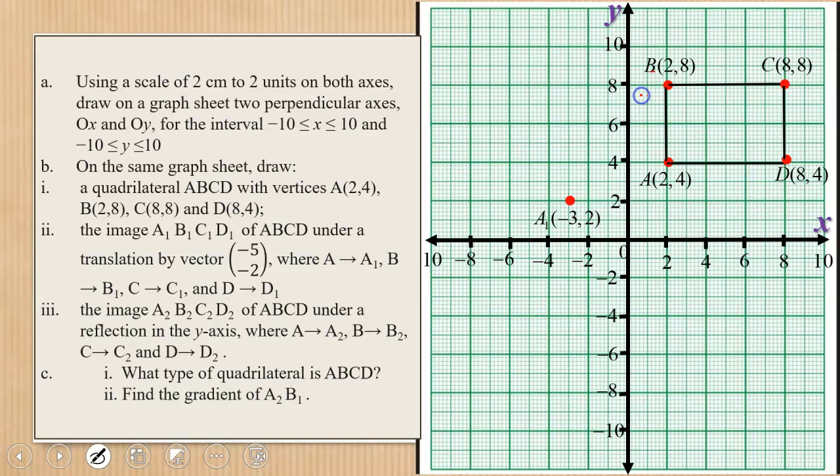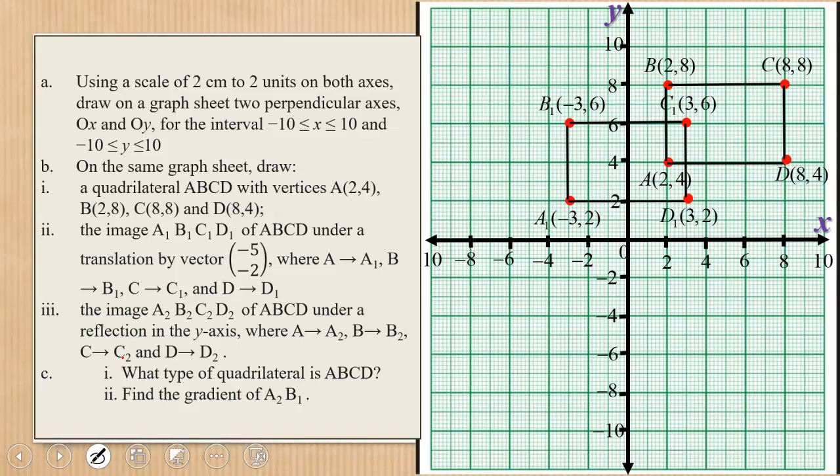Also move 1, backwards 1, 2, 3, 4, and then 5, and we move downwards 1, 2, and then we get our image point as such. And so there also we label our B1, and the point there is (-3, 6). So we'll do the same thing for C, and that will move like this, and then we do the same thing for D, and that will move as such. Okay, we join the 4 points to form our rectangle or our quadrilateral.